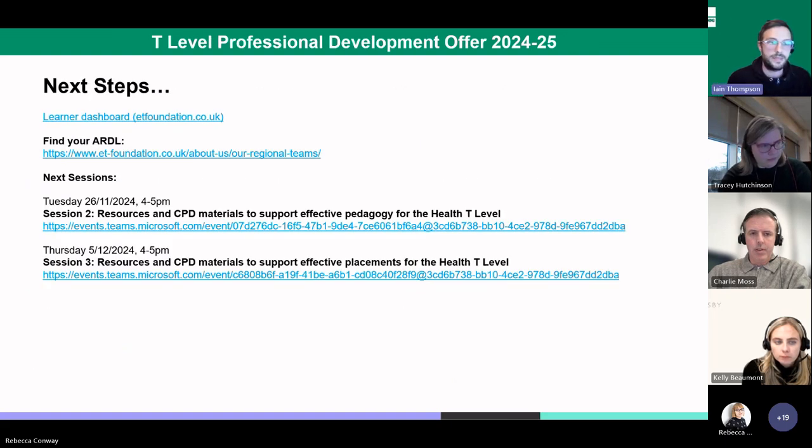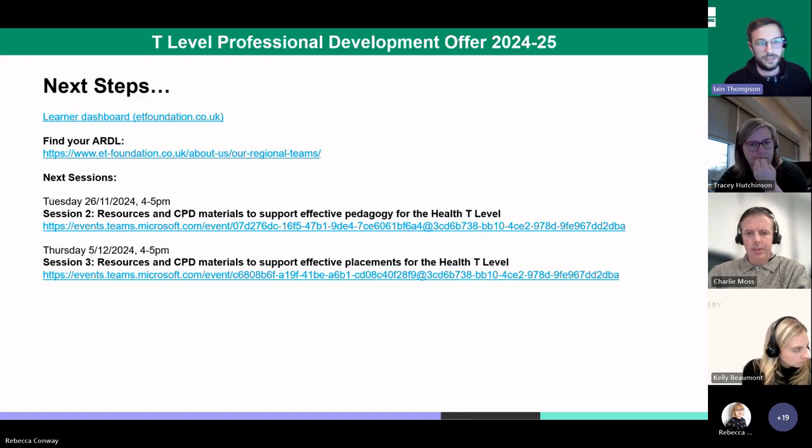So yeah, next steps. As I mentioned earlier, the ETF learning platform. There's a link here which will take you to the website and you can create your profile. I'd probably say the most important link out of all the slide deck is that find your ARDL link. So each region has an ETF staff member from their regional team linked to it, and their job is solely to support you as providers in making sure that you can access training and resources, fostering collaboration and networking across the sector.